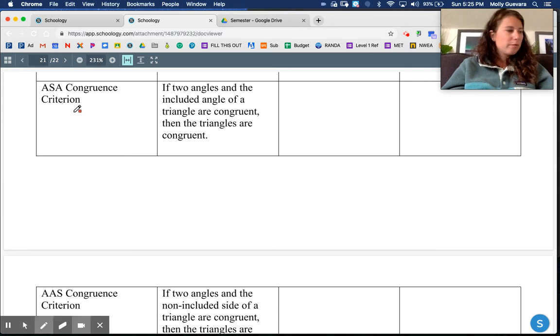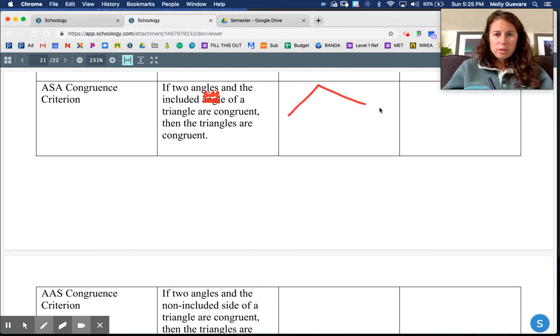Let's look first at angle side angle. So obviously ASA, right? Angle, side, angle. So this says if two angles and the included, this should not say angle, this should say side. That's a typo, sorry. So if the two angles and the included side of a triangle are congruent, then the triangles are congruent.